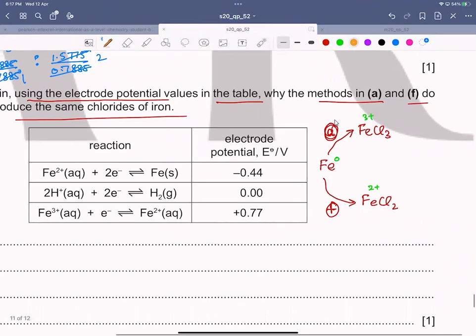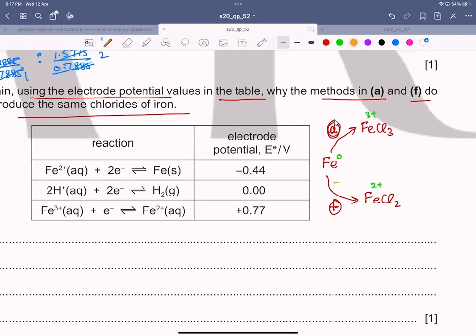Now see, if you have to form Fe2+ from iron metal, the potential of this half reaction is minus 0.44 volt, right? And these half equations suggest that this is the first step and then this would be the second step, where iron 2+ is converting into iron 3+, and its potential is positive 0.77 volt, right?